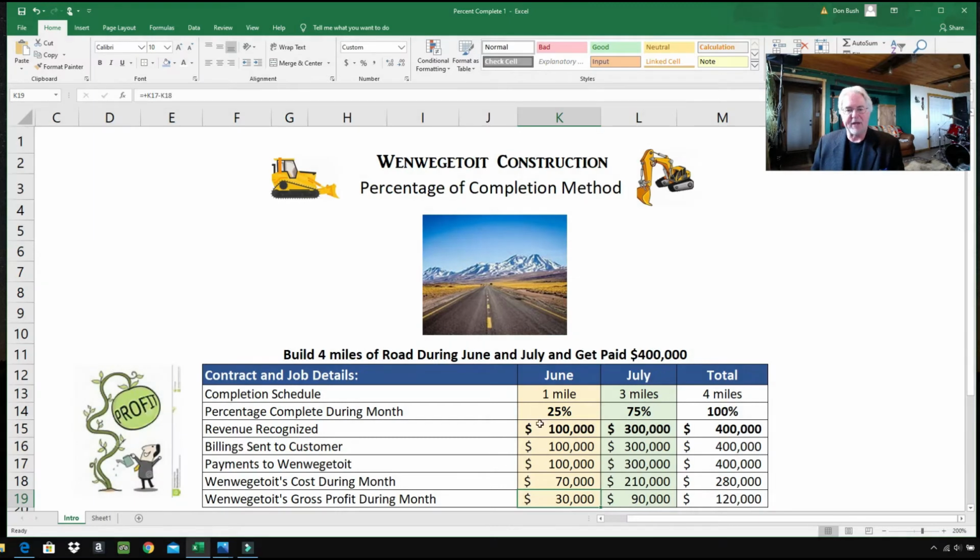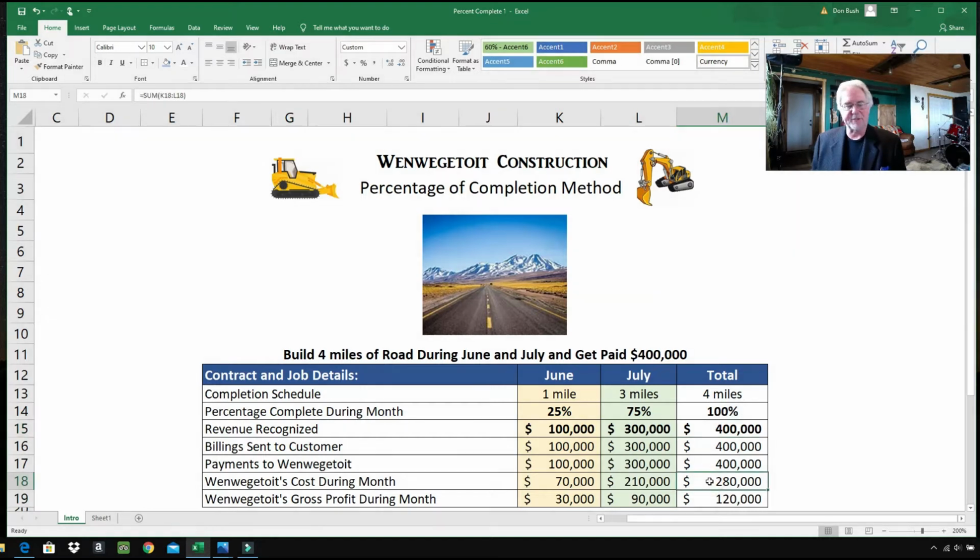Well, if they earn $100,000 and it costs them $70,000, that means their gross profit will be $30,000. In July, if they earn $300,000 and their cost will be $210,000, that means their profit will be $90,000. And for the contract as a whole, $400,000 of revenue, $280,000 of cost. Well, that means $120,000 worth of profit. There we go. So hope you understand so far.